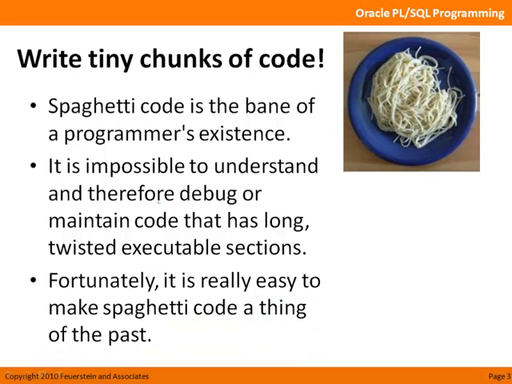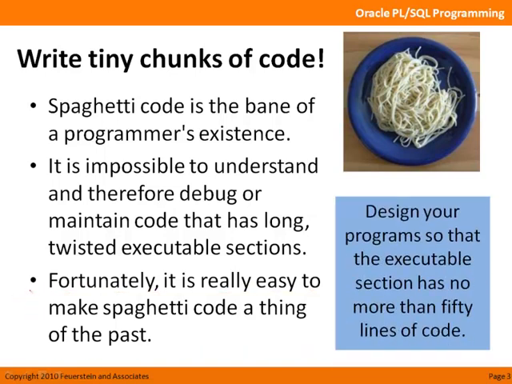Fortunately, it's actually quite easy to do that. It's easy to make spaghetti code a thing of the past for you. All you have to do is follow one simple to say piece of advice. Design your programs so that the executable sections have no more than 50 lines of code. In other words, keep your chunks of code, your executable sections, really small, so that at a single glance on a page or a screen, you can take in the entire logic at that level in your program.